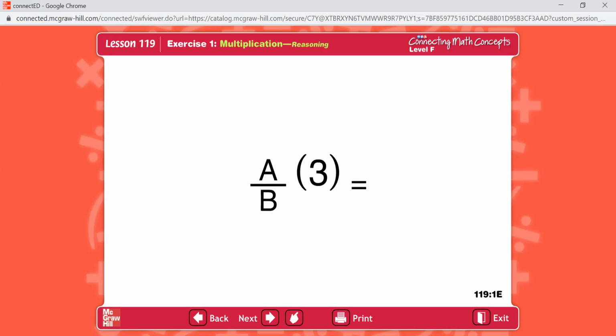Here's the next problem. A over B times 3. Question E says, do we multiply A over B by more than 1 or less than 1? What's the answer? More than 1. F. How many times greater than A over B is the answer? 3 times greater. G. If A over B equals 7, what will the answer be? 21.